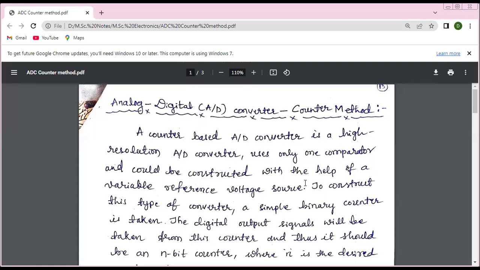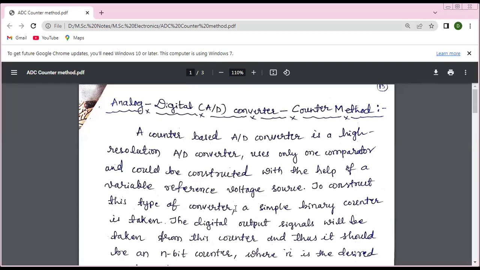Welcome to this chapter of analog to digital converter. So, in this class, I am going to explain how an analog signal is converted into a digital signal by an electronic circuit.